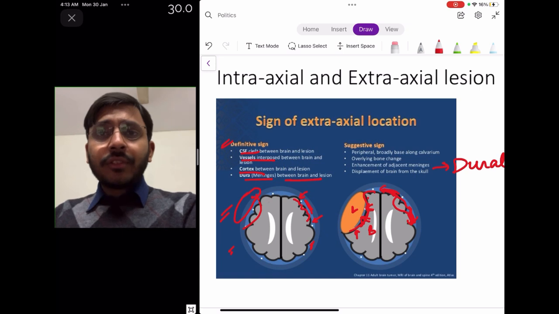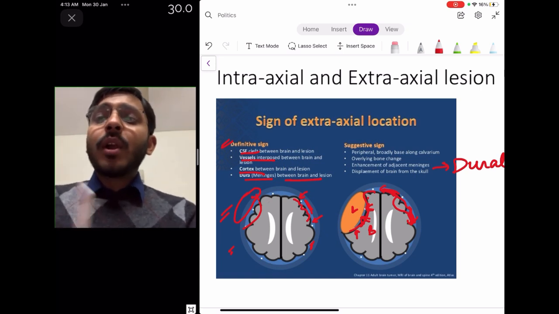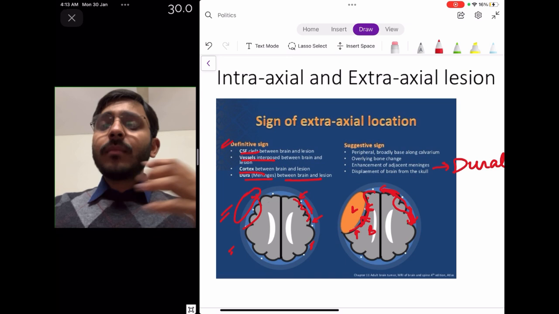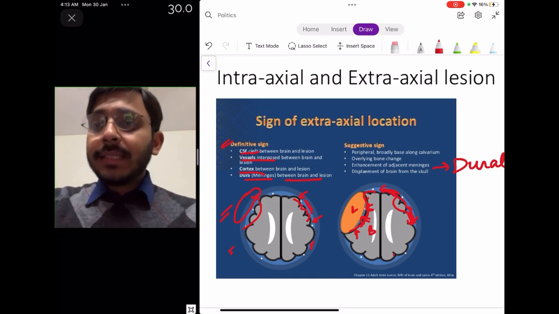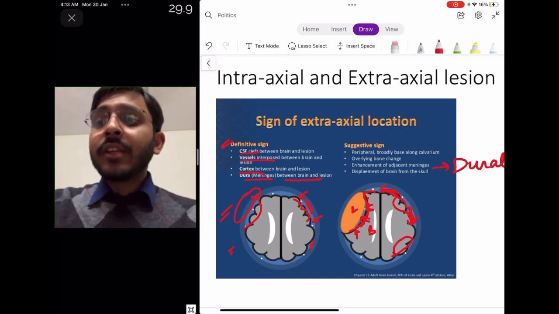Some soft pointers of an extra-axial lesion is a broad base mass along the dura. So for example, there is a meningioma here. It is broad based towards the dura.